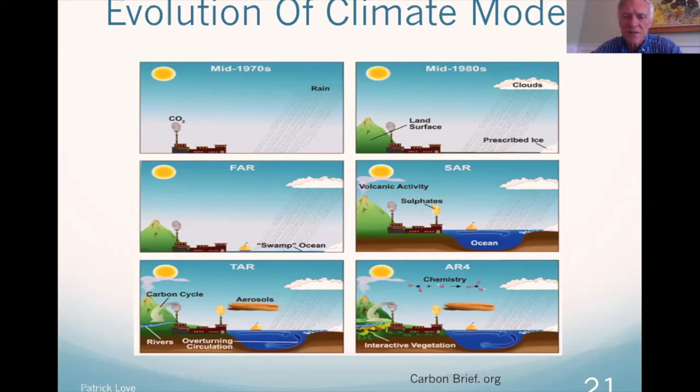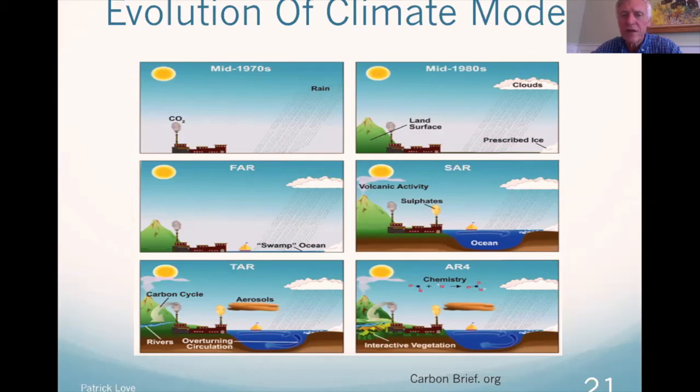Then these things that say FAR and SAR and TAR and AR4, those are reports, IPCC reports that were put out in various years. The AR4 is 2013. The TAR is, I believe, 2008 or 9. But you can see that these models get more and more complicated.